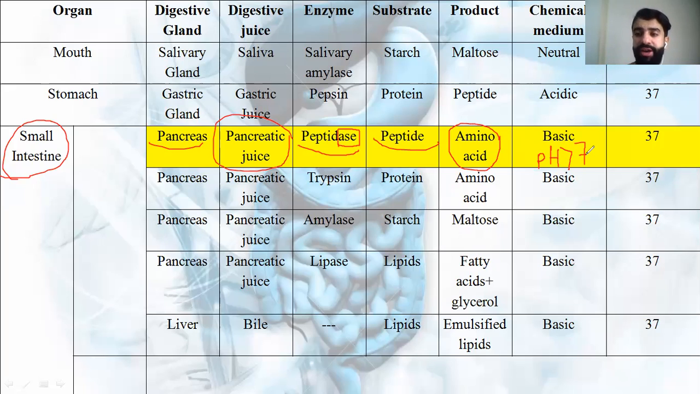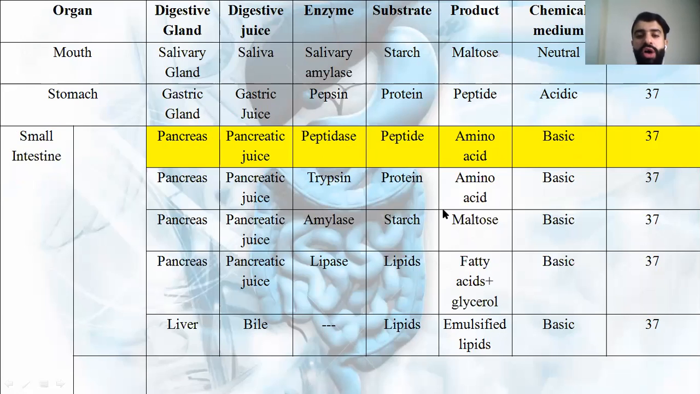So here, pancreas, I'll repeat, it secretes a juice called pancreatic juice that contains an enzyme called peptidase, and the substrate is peptide. So peptidase works on peptides to give amino acid. Temperature 37, and the medium is basic, greater than 7.